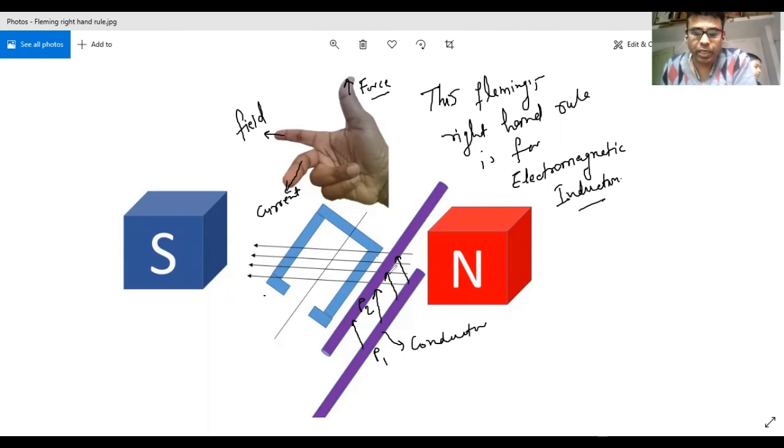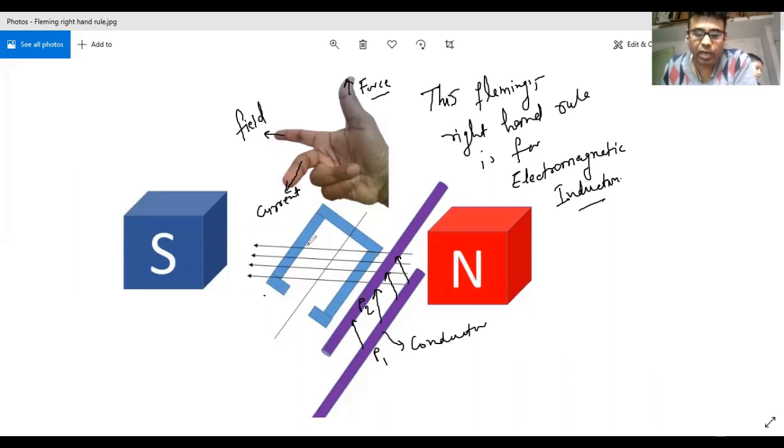Now, in this particular figure, the direction of the thumb is the direction of force in the conductor from P1 to P2. In result, what is happening? This direction is the field line. Field lines emerge from the north pole and terminate at the south pole. So this is the field line direction, and the index finger shows the field line.